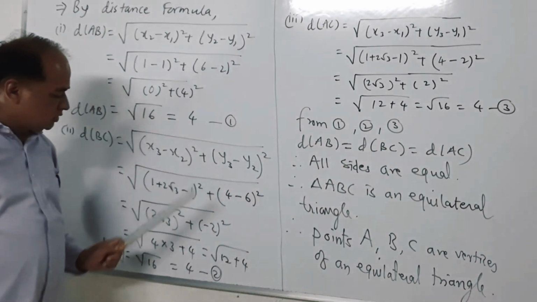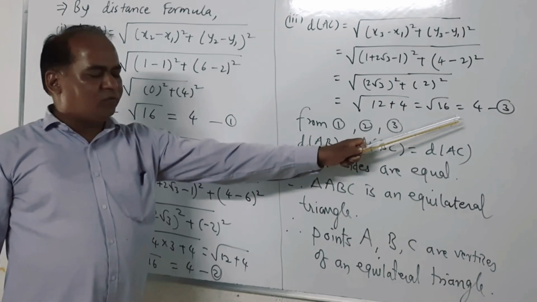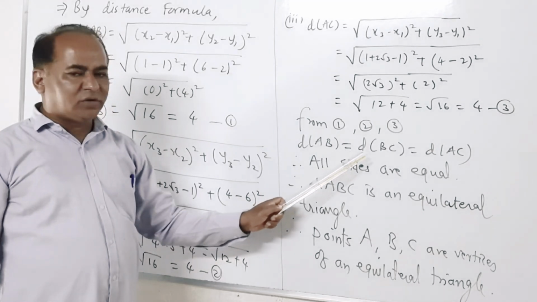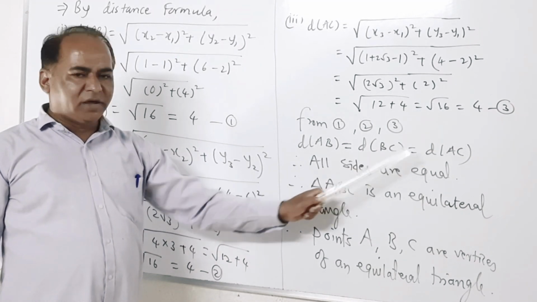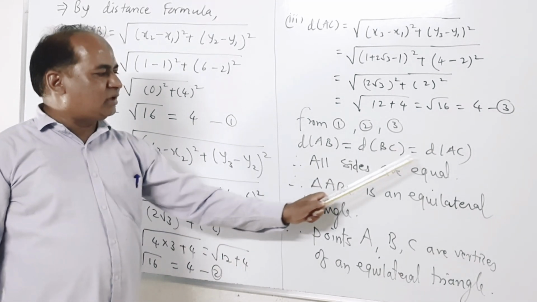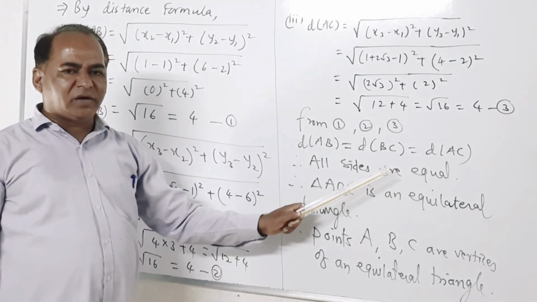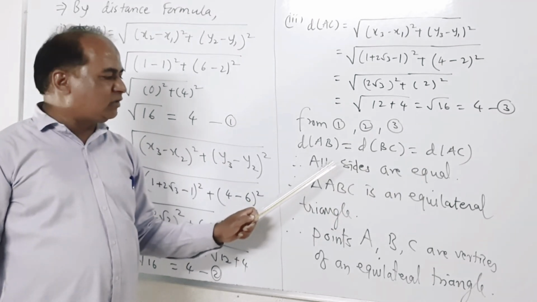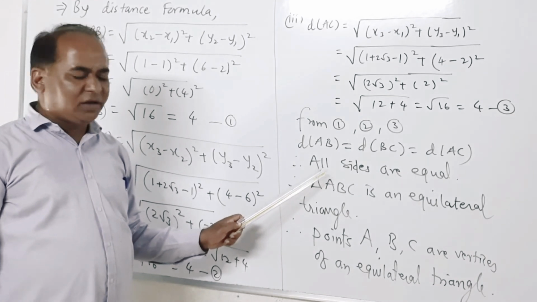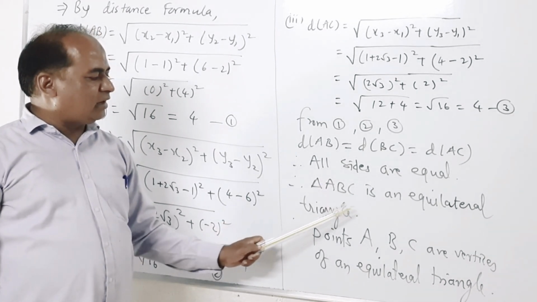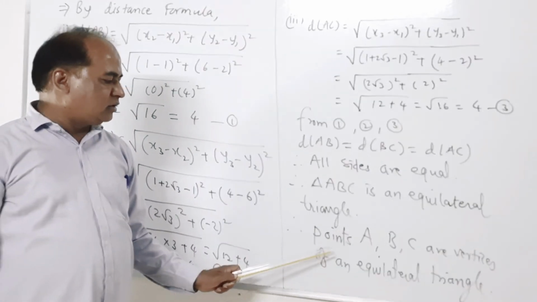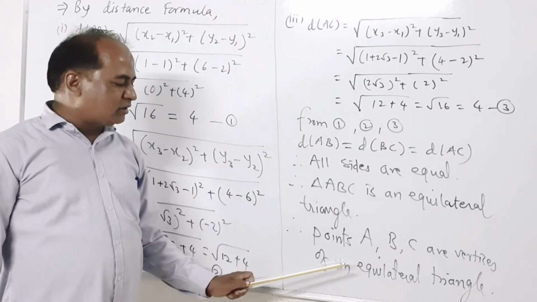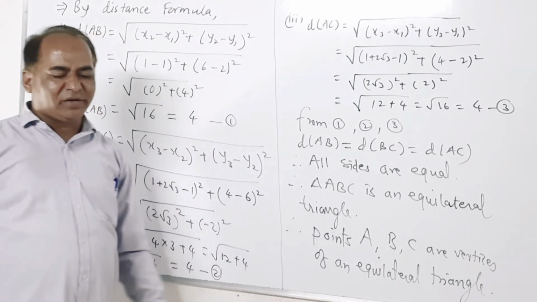So from first, second and third we get the distance as 4. So distance AB is equal to distance BC is equal to distance AC. So all sides here are equal. So if in a triangle all sides are equal, the triangle is said to be an equilateral triangle. Therefore, triangle ABC is an equilateral triangle. Therefore, points A, B, C are the vertices of an equilateral triangle.